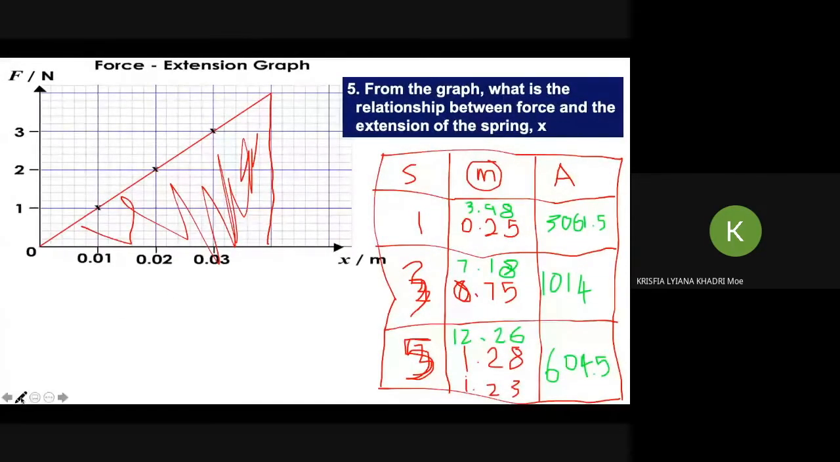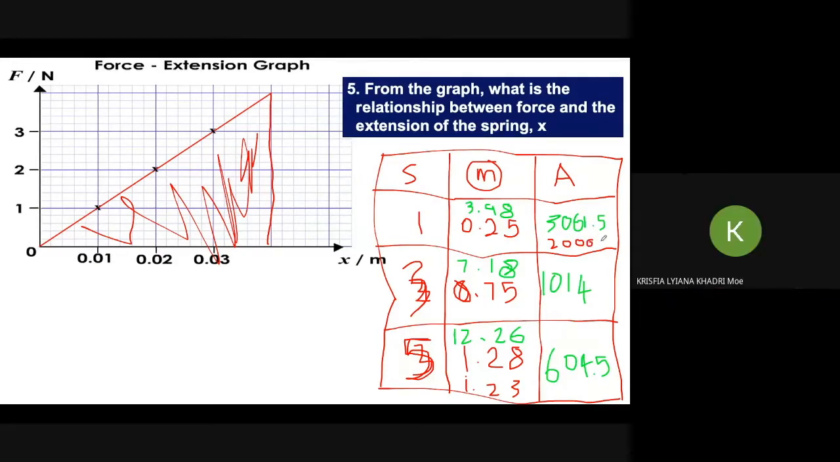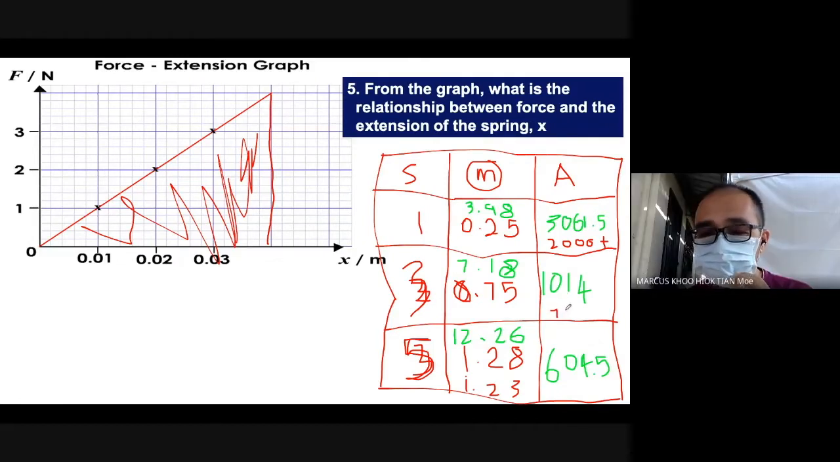Stiffness 1, mine is 2,000 something. Okay. Stiffness 3, 794 point something. Okay, actually a lot depends on how you draw your graph. But okay, fine. Stiffness 5? 435 point something. Okay, what about the rest?